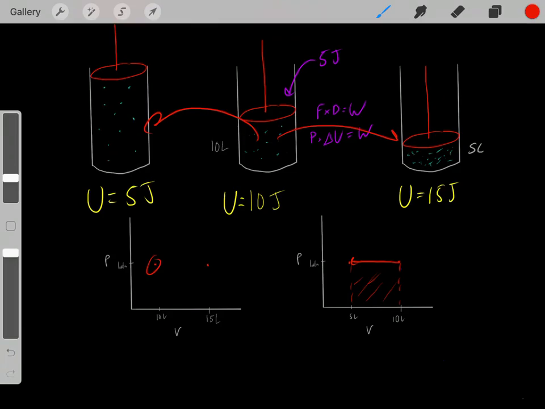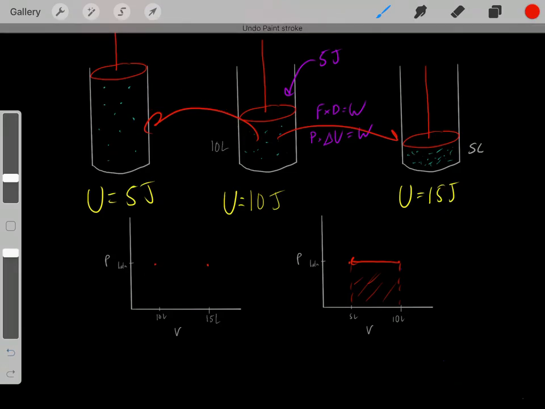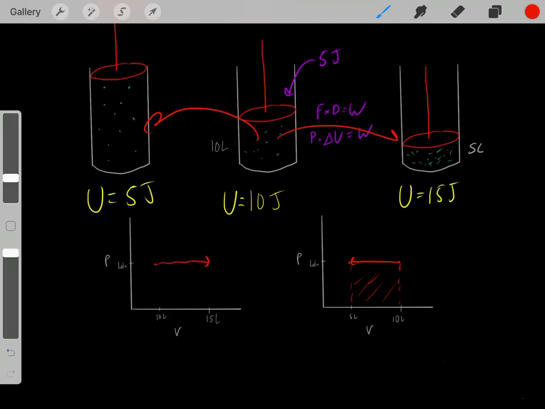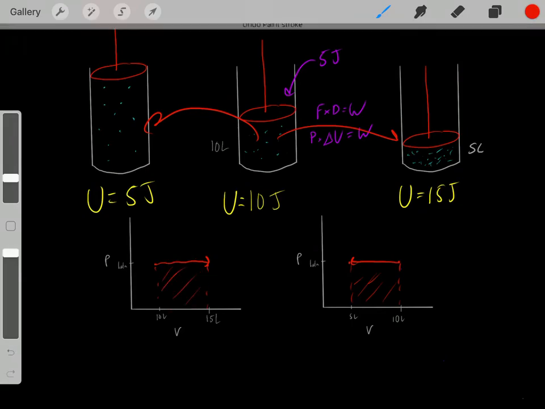However, in this situation, when the volume is increasing, then we would see maybe originally if we were at 10 liters, but now the volume increased, the graph would look like this. We would go in this direction. So therefore, what does this work represent? What does this area underneath this line represent?